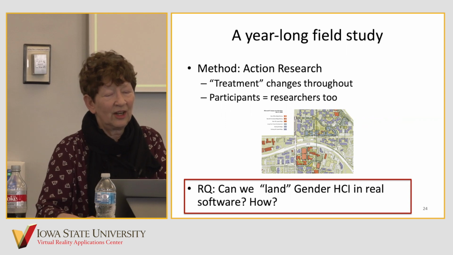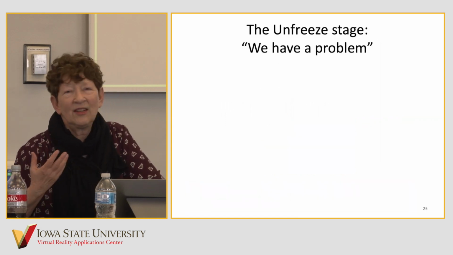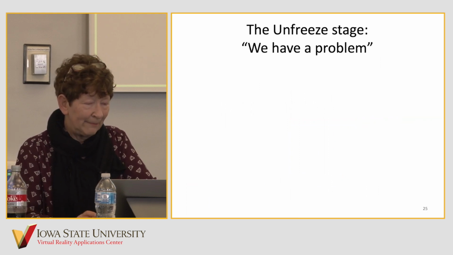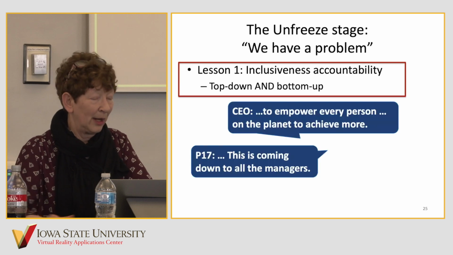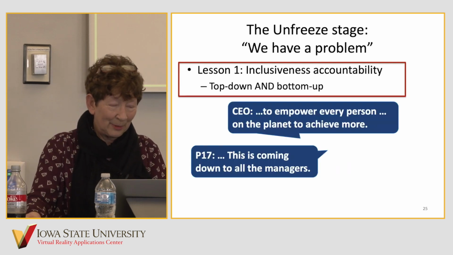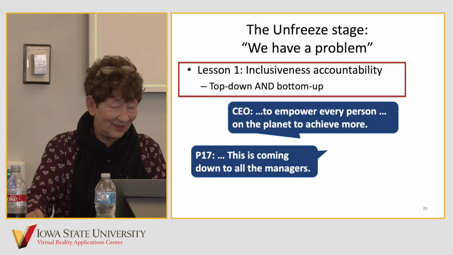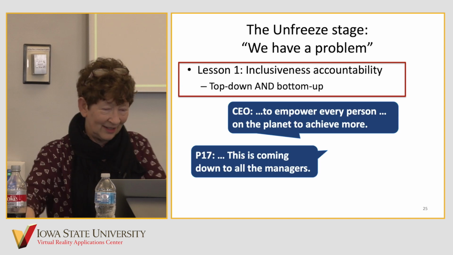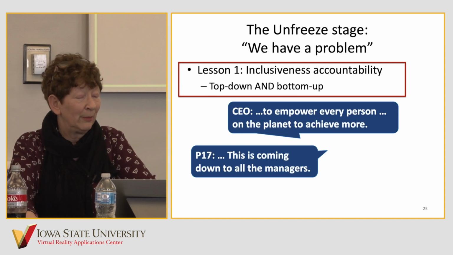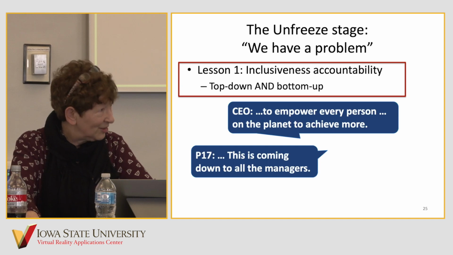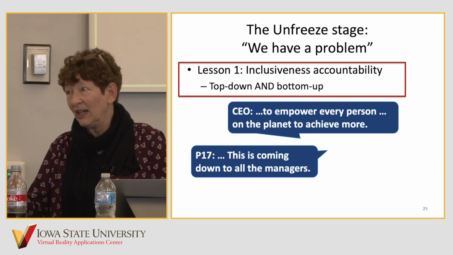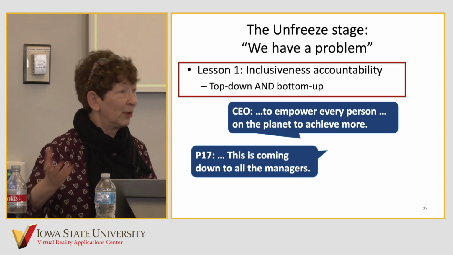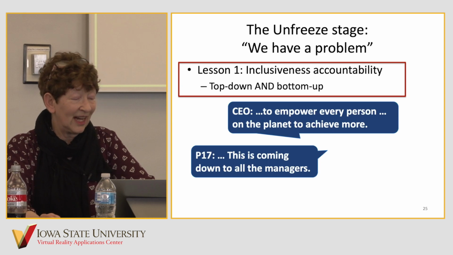So action research starts with an unfreeze stage. The organization needs to realize they have a problem. And we were very lucky. Microsoft realized that they had a problem. So at the time that I approached them, they had a new CEO, Satya Nadella, and he felt the need for a new mission statement. And his mission statement was to empower every person on the planet to achieve more. And he meant this in a very diversity and inclusion way. And so he's talking about software that is supportive of a huge diversity of problem-solving styles.